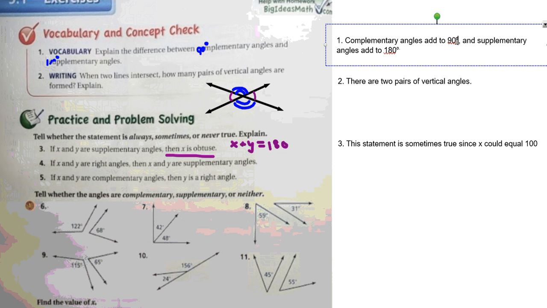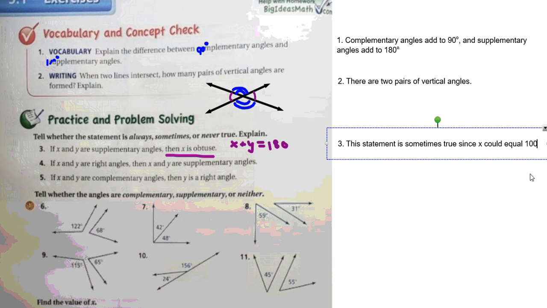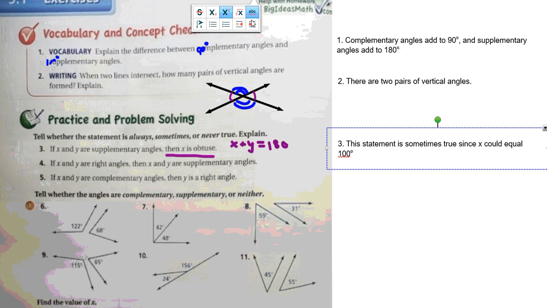If I could get my degree symbol. Won't let me copy it. There she is. All right, x could equal 100 degrees. Oh my goodness, this is getting frustrating.